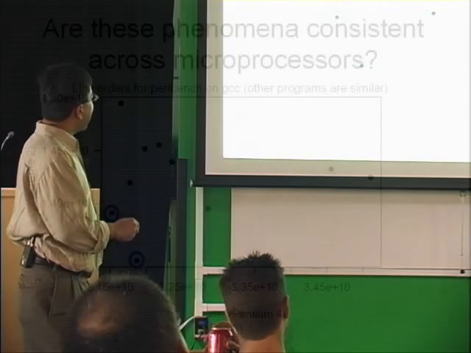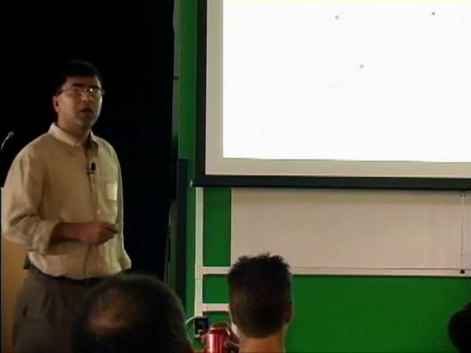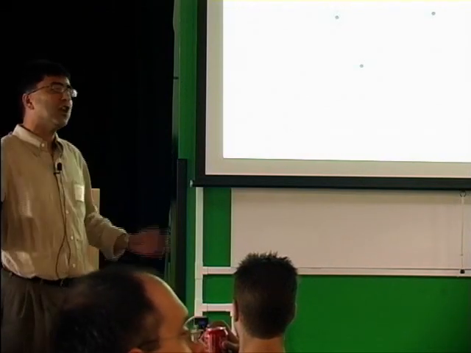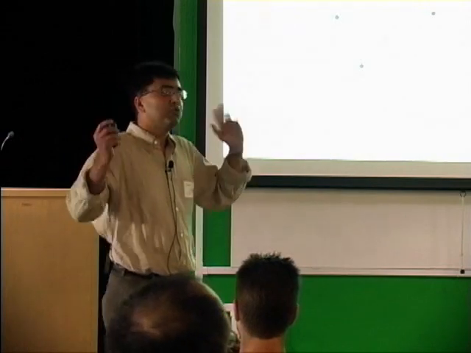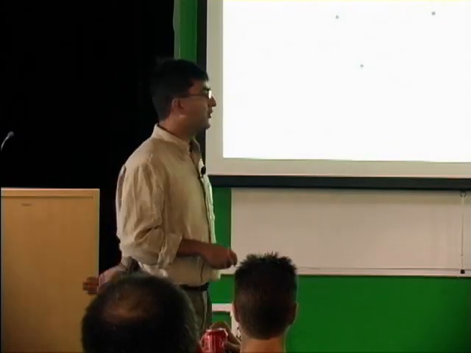The point here that I have circled, because it's the lowest point along the y-axis, gives us the best link order for the Core 2 machine. The point here, because it's the leftmost point along the x-axis, gives us the best link order for the Pentium 4 machine. In other words, the best link order for one machine may not be the best link order for another machine. So you cannot just pick one link order which performs the best in your environment and expect the results to carry over to other environments.